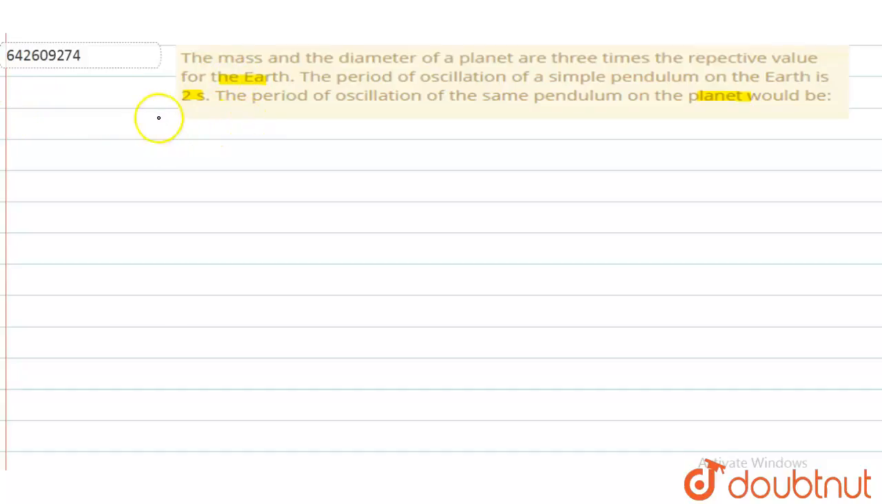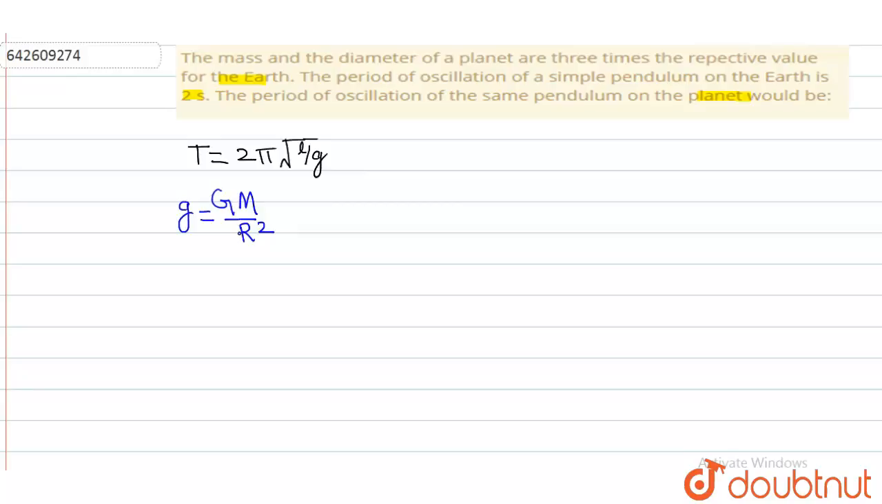We know the time period of a simple pendulum is given by the formula 2 pi under root of L by g, where g is the acceleration due to gravity at that planet. Now, we also know that g depends on the mass and radius of the planet. So small g has the value G M by R square. So if mass and radius of a planet are different, g is going to be different. If g is going to be different, obviously the time period will also be different.